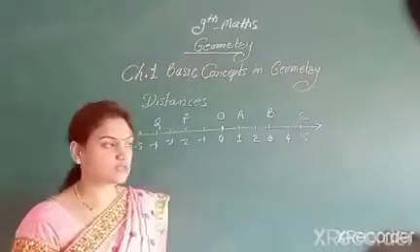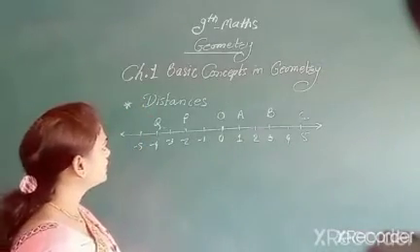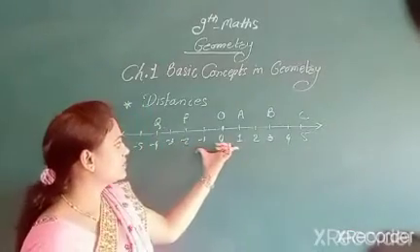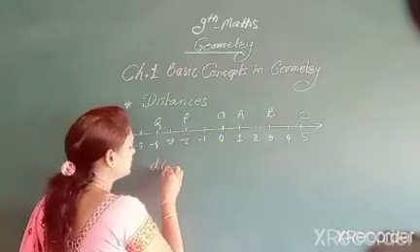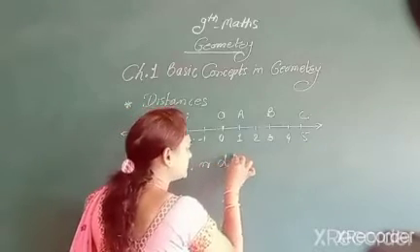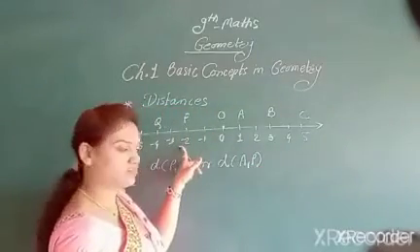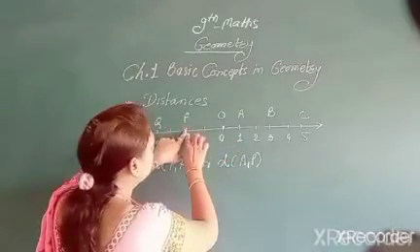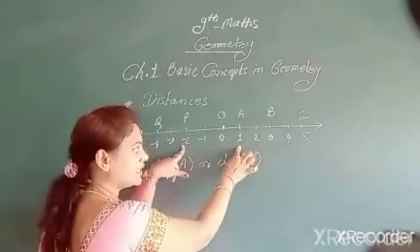Now, the next concept is distance. So, how to find the distance? Here, first find the distance between P and A. The distance between point P and A is also written as the distance between A and P. Then how to find this distance? Here, the coordinate of point P is -2 and the coordinate of point A is 1.